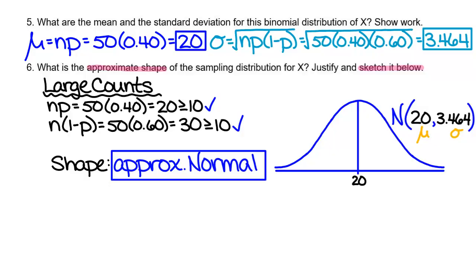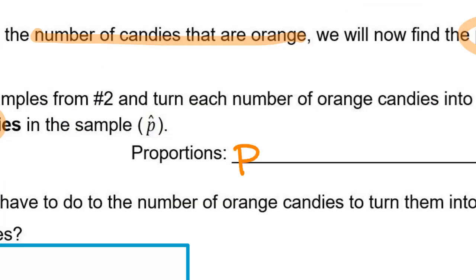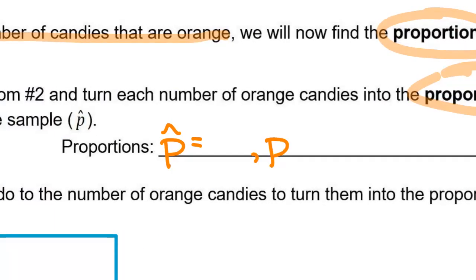So now, on page 10, instead of finding the number of orange candies, I want you to find the proportion of orange candies. And I want you to use the same sample that you did before. That's why I had you write all those down. So use your 5 samples from number 2 and turn each number of orange candies into the proportion of orange candies in the sample. So these are all going to be p hats. You're going to have p hat equals, write down your decimal. And then you're going to have another p hat equals, and write down your decimal.